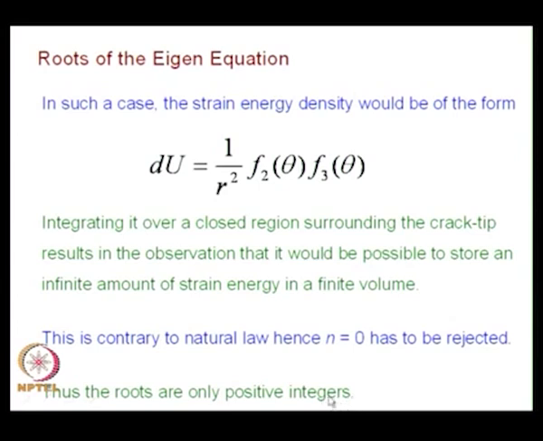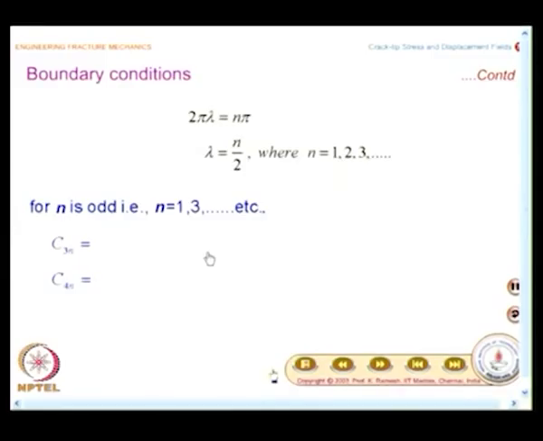So, we have looked at the basic eigen equation, and from the characteristic equation you got, you have to get the eigenvalues, and based on these arguments we find that the roots can only be positive integers. So, I have the boundary conditions 2 pi lambda equal to n pi and lambda equal to n by 2, where n equal to 1, 2, 3. You can't have negative roots, you can't have 0 also.